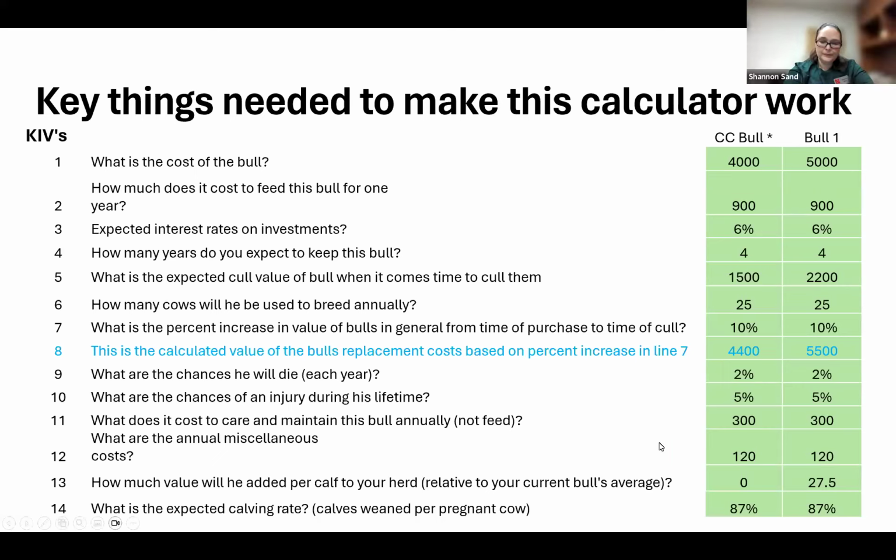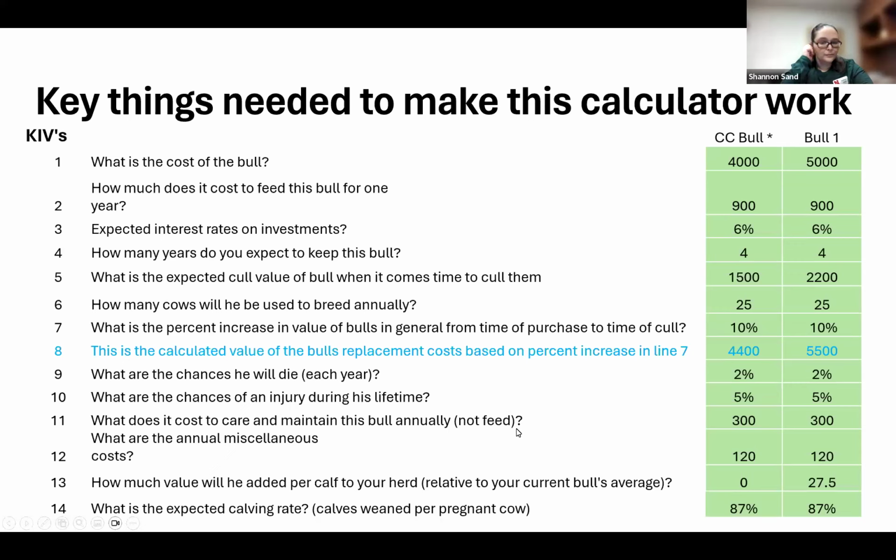What are the chances that the bull will injure itself? Well, I put a 5% chance. Maybe you've got a lot of coyotes, or maybe you've got a lot of crazy people with 4-wheelers running around, and your bull might be damaged more readily. You might put that higher, or maybe lower. Maybe you just have the best place for animals, and they never get hurt at your place. Then you need to put that at a lower percent. Any comments about that, Shannon? No, I think that makes sense.